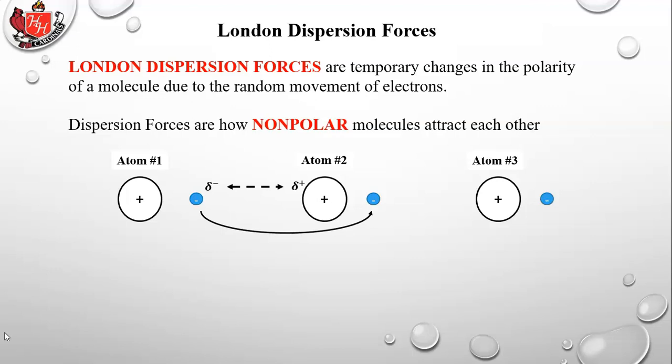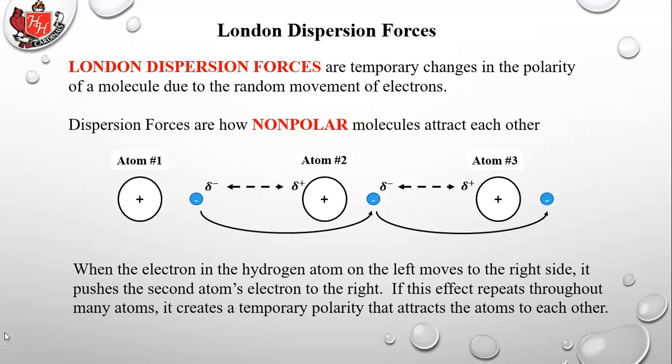Similarly, the electron in atom number 2 is over on the right side of that atom, so it's going to repel the electron in atom number 3 and push it over to the right side of atom number 3. The electron in atom number 2 will then have an attraction to the proton, the nucleus, of atom number 3. So again, these are temporary and very weak intermolecular forces that are caused by just the temporary location of electrons.